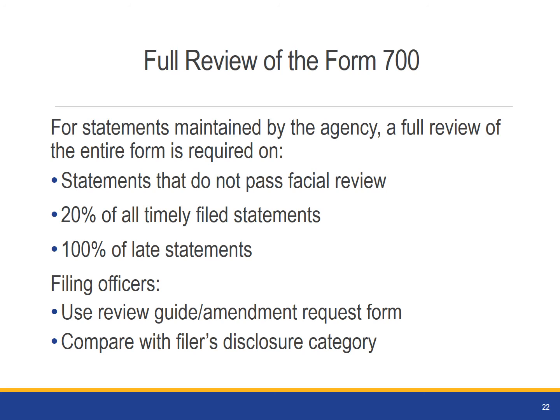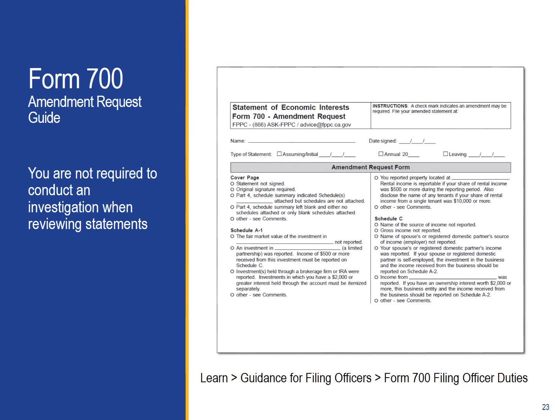The Review Guide Amendment Request form, shown on the next slide, is a very helpful tool. It makes reviewing the statements simple. Plus, it can be used to request amendments. This slide shows a partial view of the Review Guide Amendment Request form. As you can see, it provides guidance as to what you are looking for as you review the statements. If something is missing, you can simply mark the applicable circle and use the form to request an amendment.